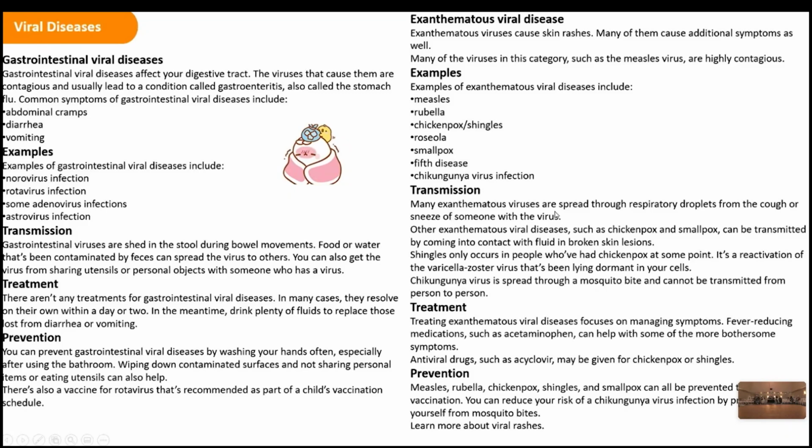Again, with transmission, these are through respiratory droplets, coughs or sneezes. Chickenpox and smallpox, maybe not so much smallpox, but chickenpox at the time being transmitted by coming into contact with broken skin lesions. This is why they would tell us don't scratch, don't scratch. And then chikungunya is through mosquito bites, but cannot be transmitted from person to person.